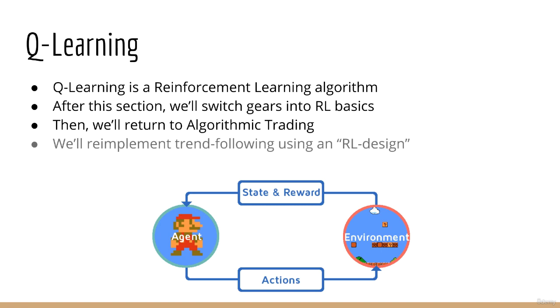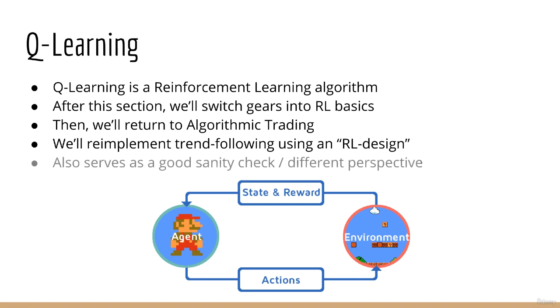We'll start by re-implementing the trend-following strategy, but using a reinforcement learning setup. This will help us understand the flow and design of a reinforcement learning program. We'll also be able to sanity check our code from this section to ensure that doing things both ways will give us the same answer. After that, we will be ready to implement Q-learning.